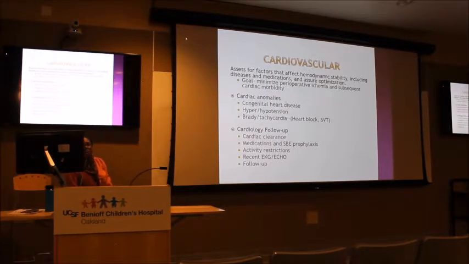The C in our acronym is for cardiovascular. What are some of the factors that may affect the hemodynamic stability for our patients here in the hospital before anesthesia? This may include diseases, medications, and how do we assure that these things are optimized beforehand? The goal is to reduce the risk of perioperative ischemia and subsequent cardiac morbidity.